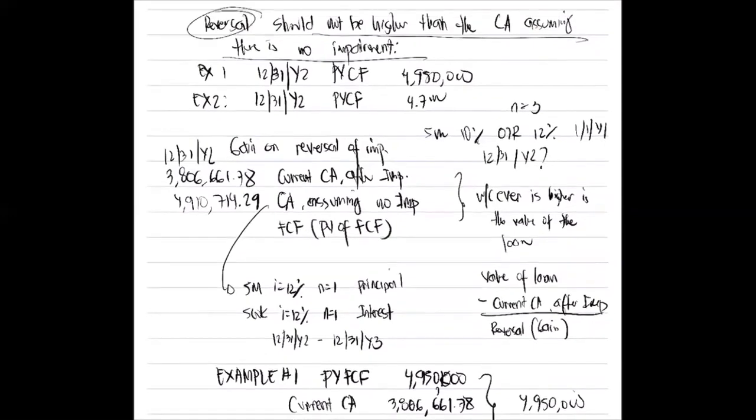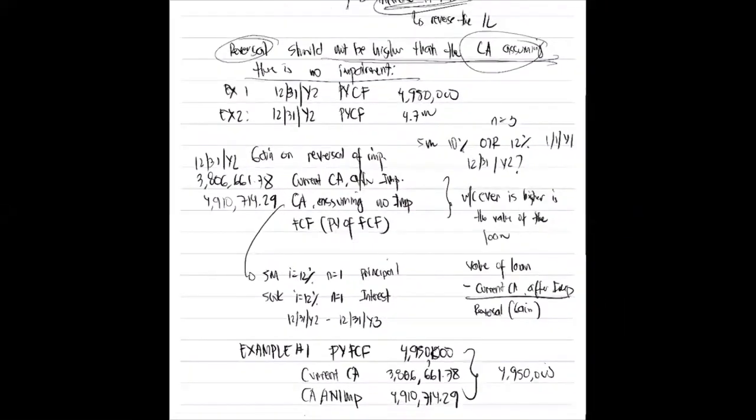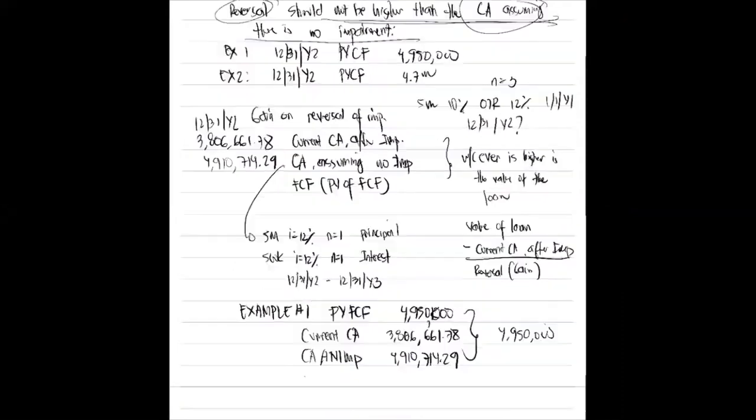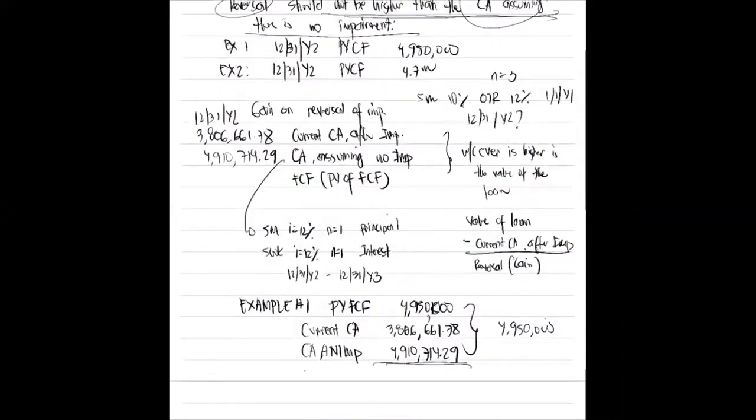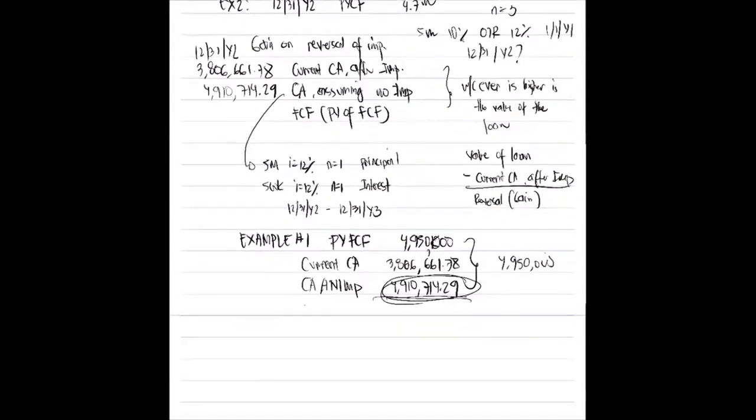But take note, the reversal should not be higher than the carrying amount, assuming there is no impairment. The reversal should not be higher than the carrying amount, assuming there is no impairment. So what is the carrying amount, assuming there is no impairment? 4,910,714.29. So ang gagamitin mo na lang, 4,910,714.29. So 4,910,714.29, this is the value of the loan now. You deduct the carrying amount or the current carrying amount of 3,806,661.78.